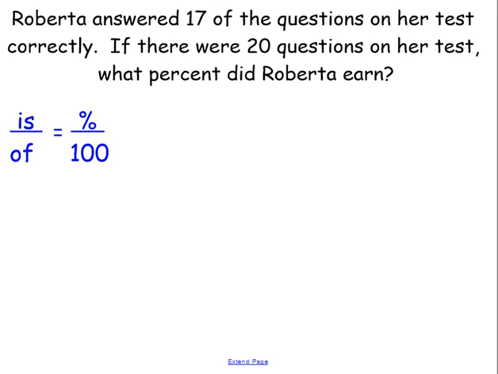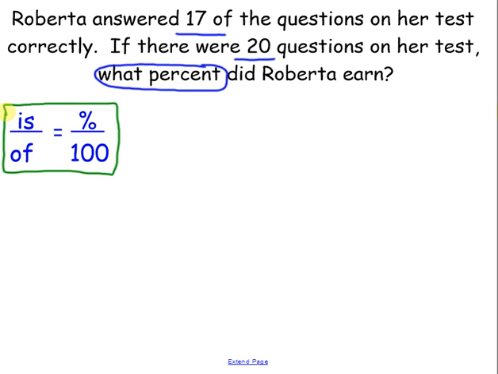All right, let's look at one more. Roberta answered 17 of the questions on her test correctly. If there were 20 questions on her test, what percent did Roberta earn? So again, I'm going to call your attention to this formula. It has not changed. The only thing that you need to remember is that this bottom part is the whole, the complete story, and this top number is the part.